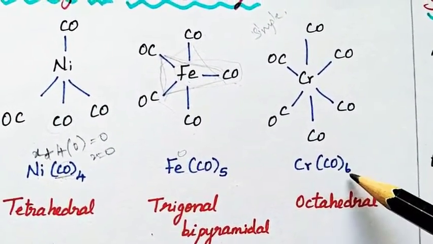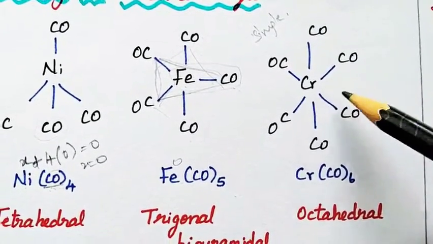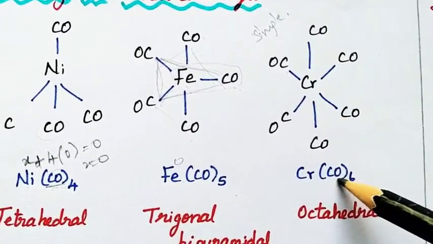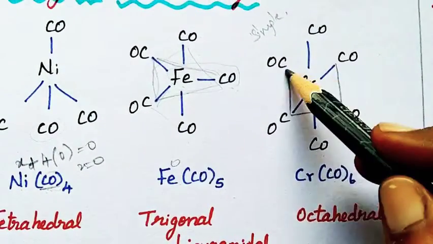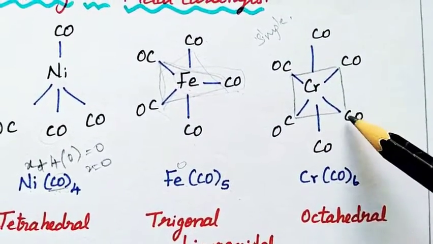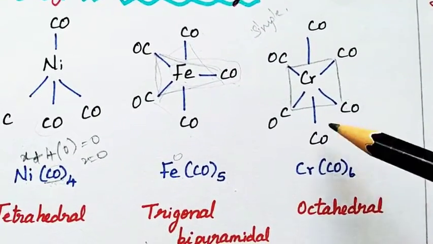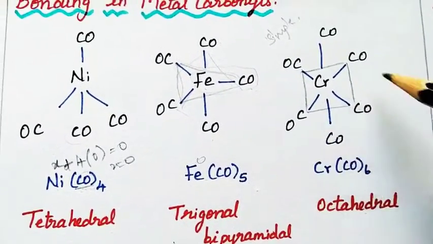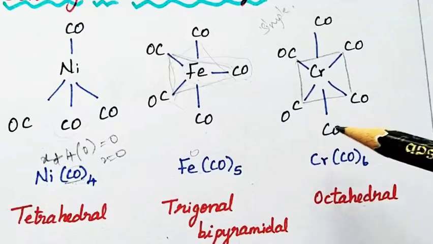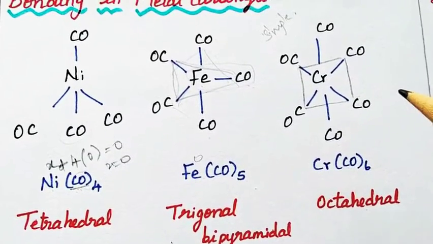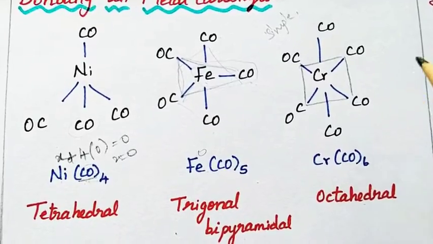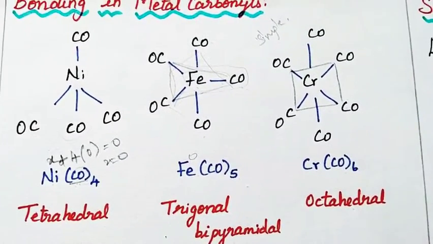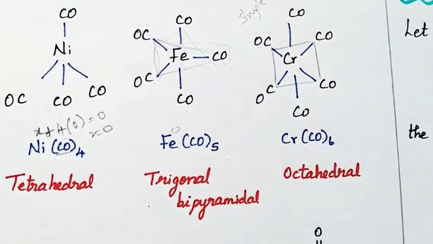hexacarbonyl chromium 0. Here the coordination number is 6. We know what will be the shape of the compound if it has coordination number 6. It is octahedral. So homoleptic carbonyl compounds show a simple and definite structure. And we will see a few more examples.